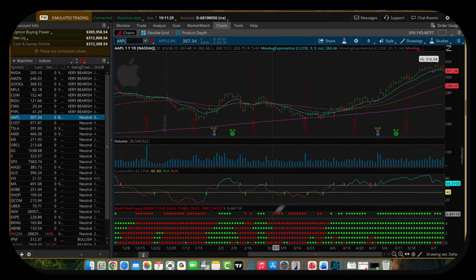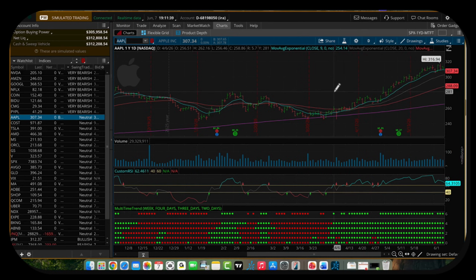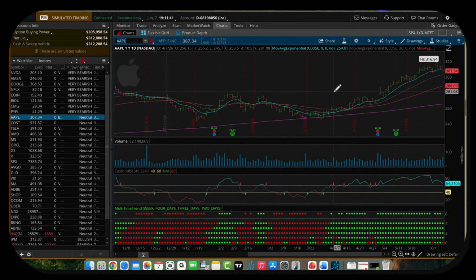There are also bearish cases. You can see there have been bearish cases in the past. And if you take a trade, whether you're trading the stock or the option, you can see that you can generate a lot of profit. So this is where the multi-time frame trend comes in.